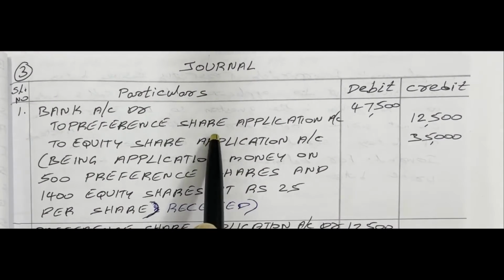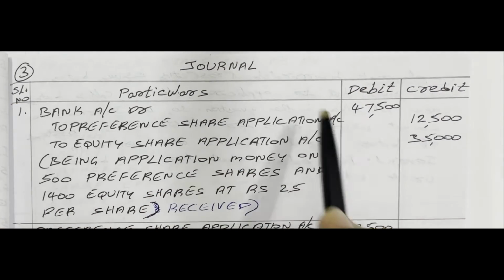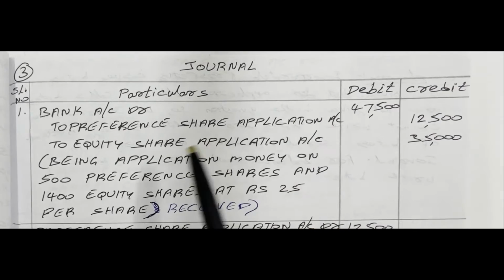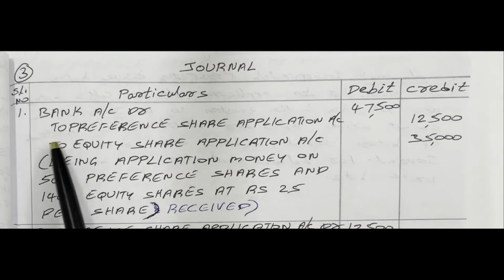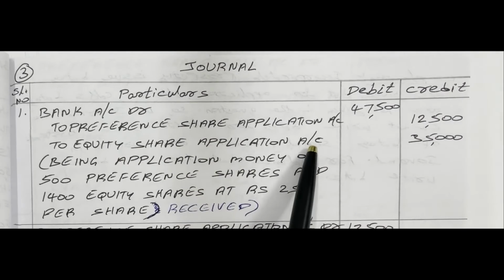This is the journal format. Journal, serial number, particulars, debit, credit. LF number column we can ignore. First entry is bank account debtor to preference share application account, to equity share application account.